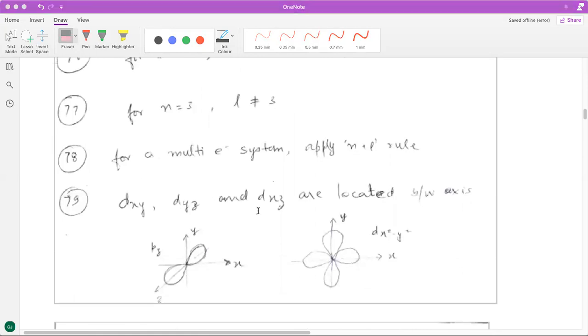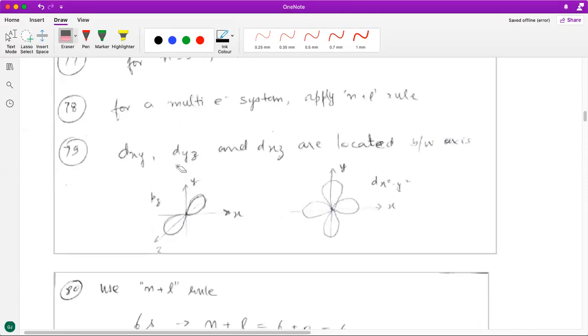Then for 78th question, you have to give the relative order of energy of orbitals. Since it is mentioned a multi-electron system, you apply the n plus L rule that we studied in class. The orbital for which n plus L value is lower has lower energy.